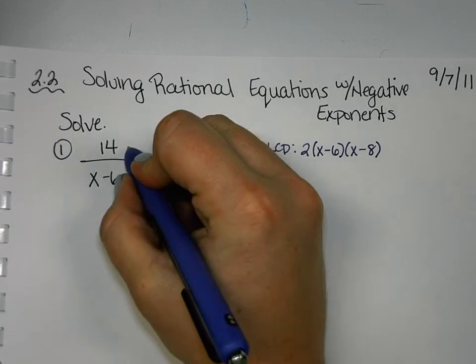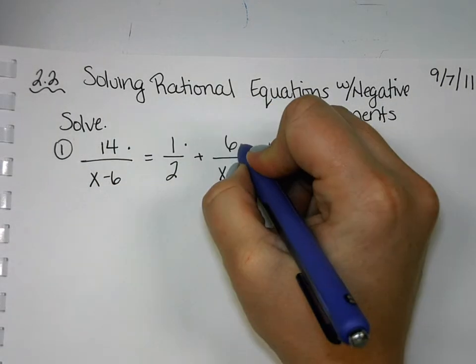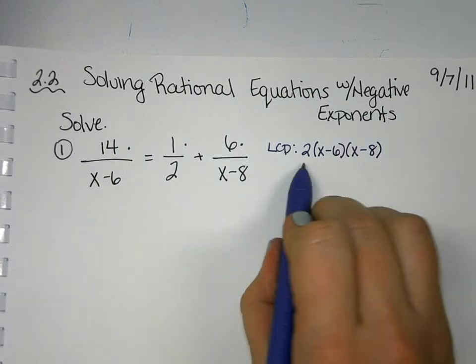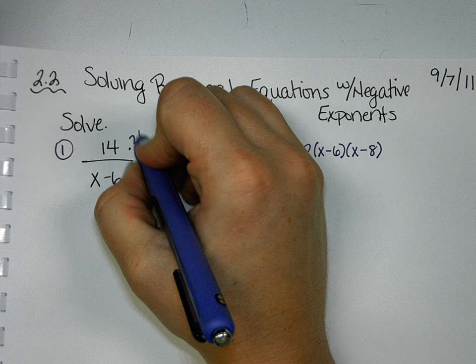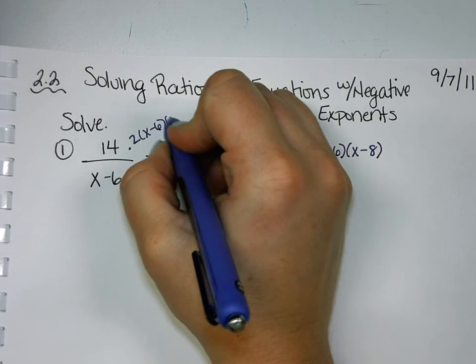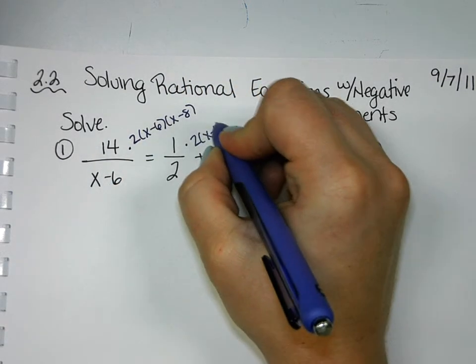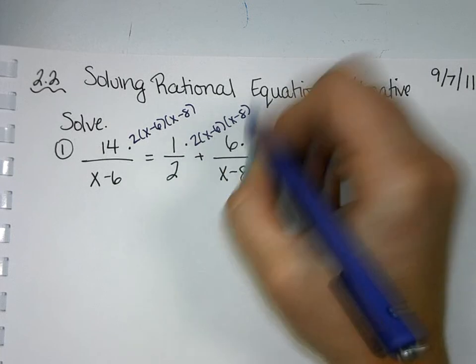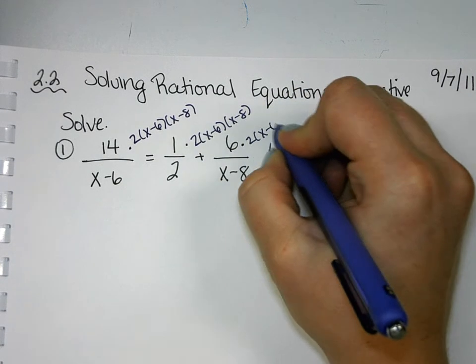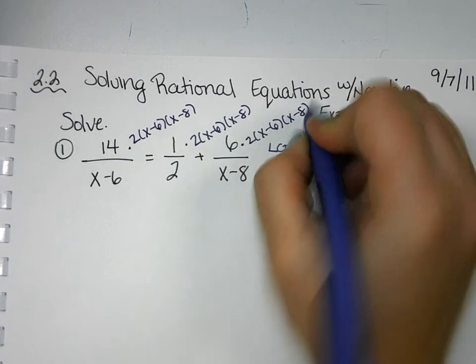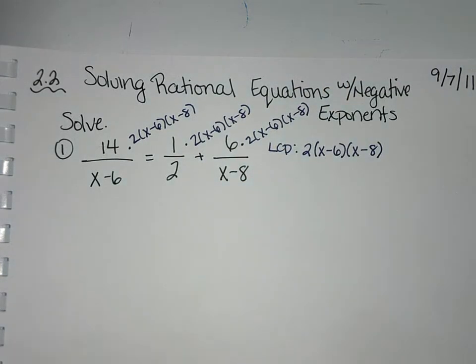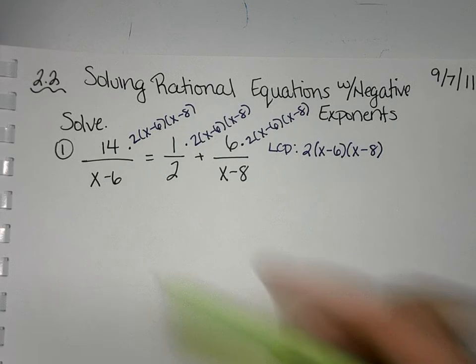So then I'm going to multiply each fraction. So each of these fractions get multiplied by the entire common denominator. So 2 times x minus 6 times x minus 8, 2 times x minus 6 times x minus 8. Okay. So that will be our, after we've factored and found our common denominator, we multiply that common denominator to each term. Then we go and simplify.